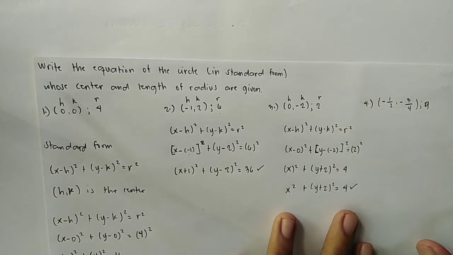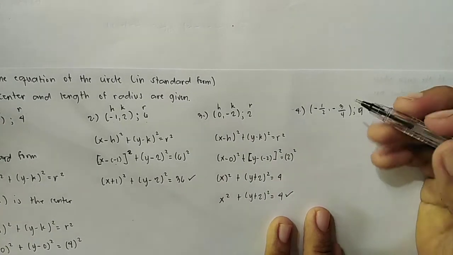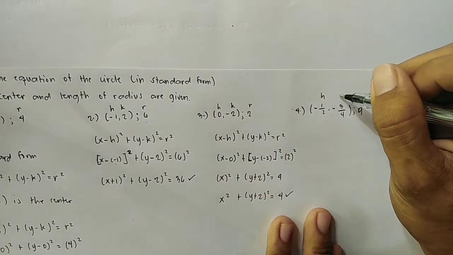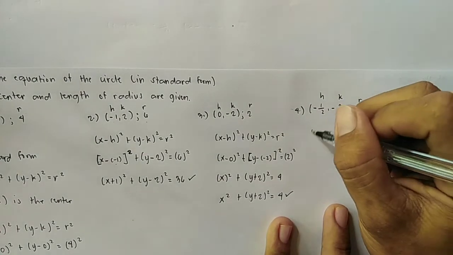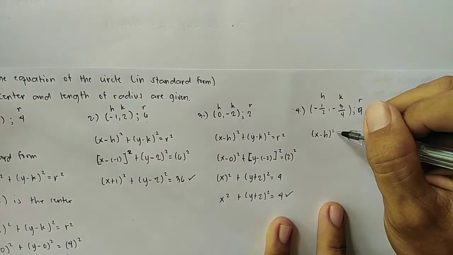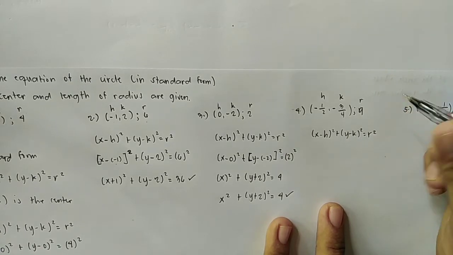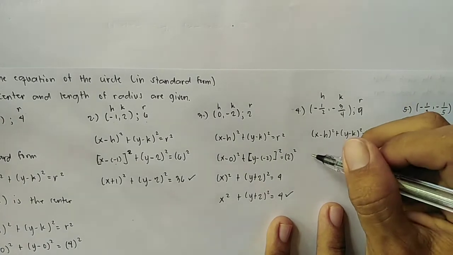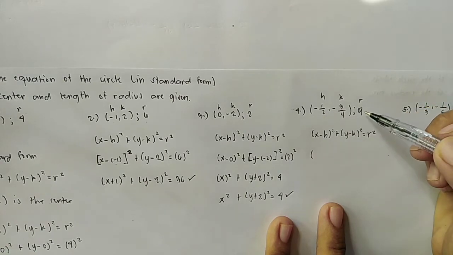Okay, so let us move to number 4. We use fractional numbers here. So again, identify the h and the k and also the radius. After that, substitute to the standard form of the equation, which takes the form of (x minus h) squared plus (y minus k) squared is equal to r squared. After that, simply substitute the given values for the point in the center and also the radius.